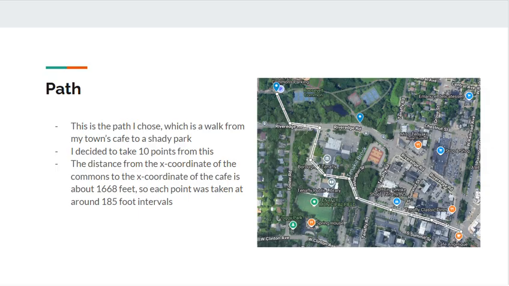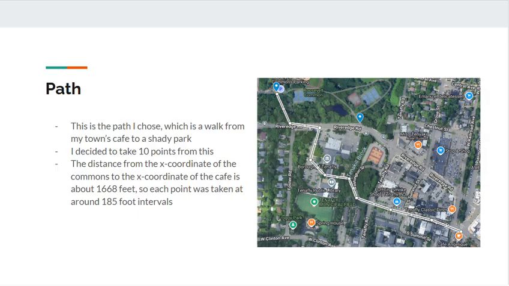Based off of this, I decided to take 10 points, simply because it's a very easy number to use. The distance from the x-coordinate of the Commons on the top left to the x-coordinate of the cafe is around 1,668 feet. Since we're starting with the Commons at 0, we had to take the next points at around 185 foot intervals, which is what you get when you divide 1,668 by 9.